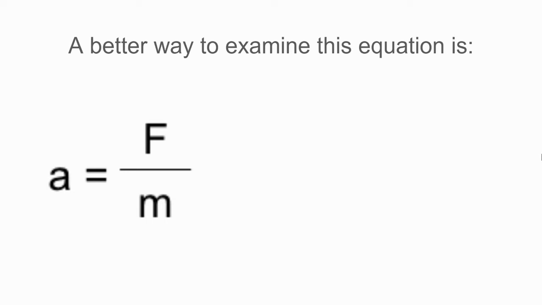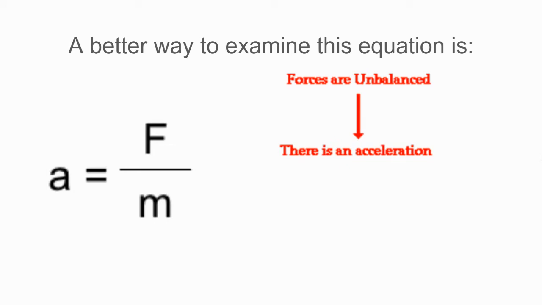Now, this is actually the way that Newton originally wrote this equation, but of course F equals ma just looks way prettier, so we just learn it that way. But this is a better way to examine this equation because we can really see what's happening to acceleration when we have a certain force or a certain mass. So when forces are unbalanced, then we will have an acceleration. Remember, Newton's first law says that if forces are balanced, then we have no acceleration. But if we do have unbalanced forces, there will be an acceleration.